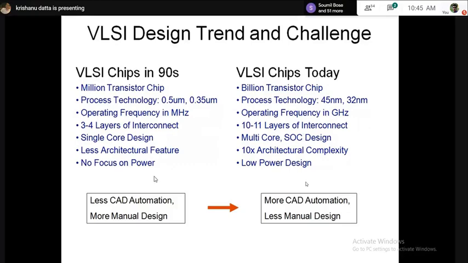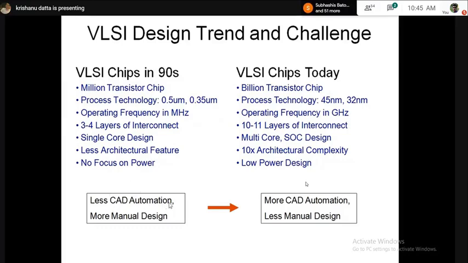Previously, absolutely no focus on power. But today, all electronic design is low power design. So now you can see very clearly what used to be 20, 30 years back and what is today. And how to enable that. So that is where the last portion is very important.